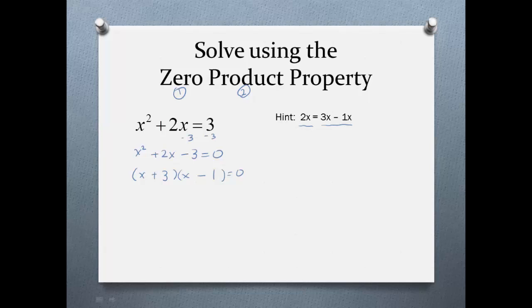So that's the factoring part, and then I use the property which says that if I have two things that are multiplied together, give me 0, either the first factor is 0 or the second factor is 0. So that means that x is negative 3 or x is 1. So I have two solutions again.